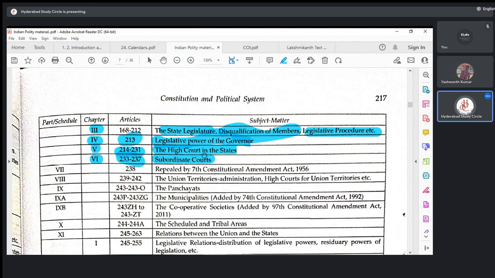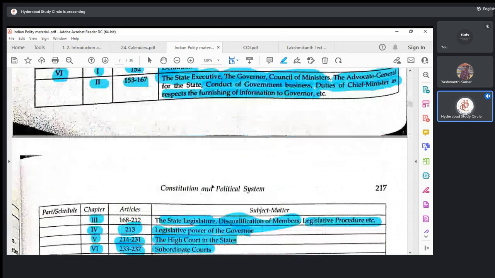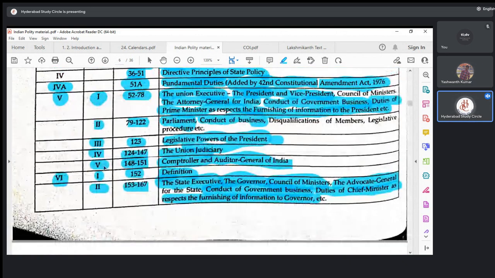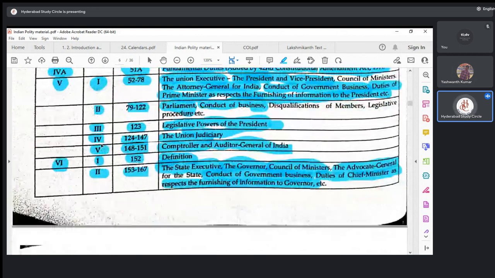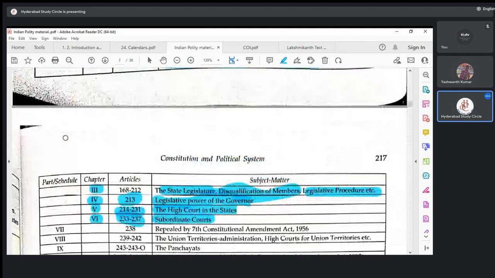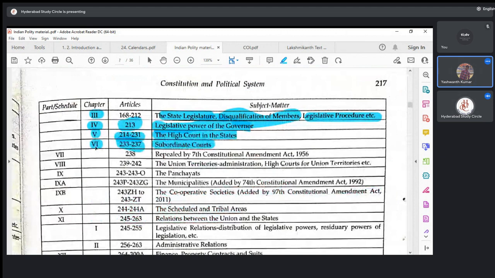Subordinate courts include the district court and session courts, and local courts. Part 5 has 5 chapters. Part 6 has 6 chapters. One chapter is included, that is subordinate courts, because all the courts come under the direction of the High Court. So it is very easy to remember in a way.